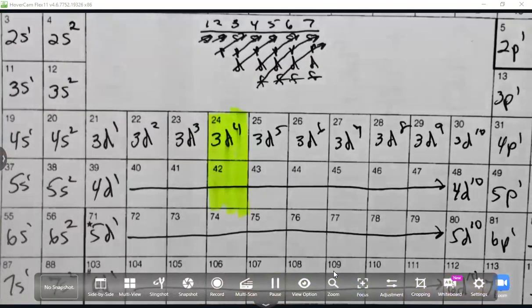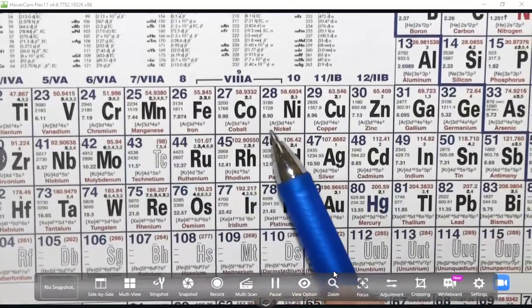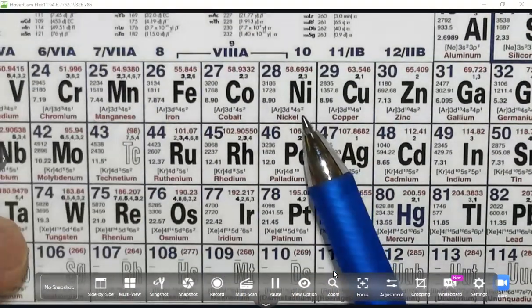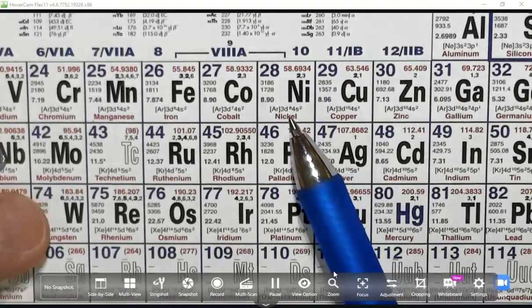Then where does it break down? We're cruising across here. Nickel: we have 4s2 3d8. Looking good.